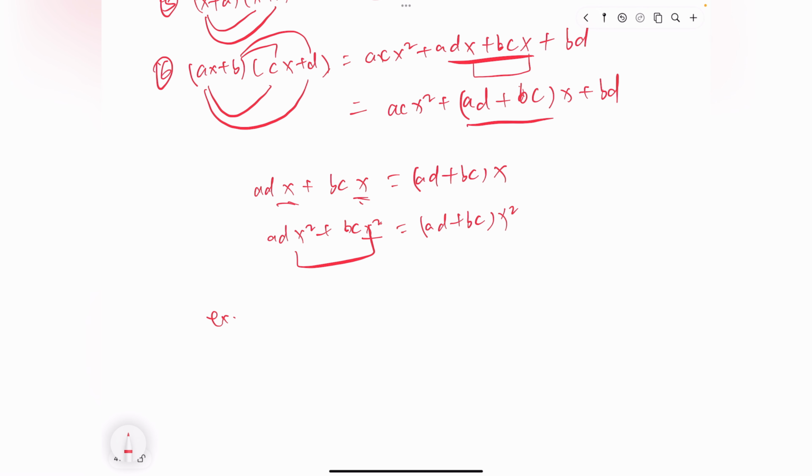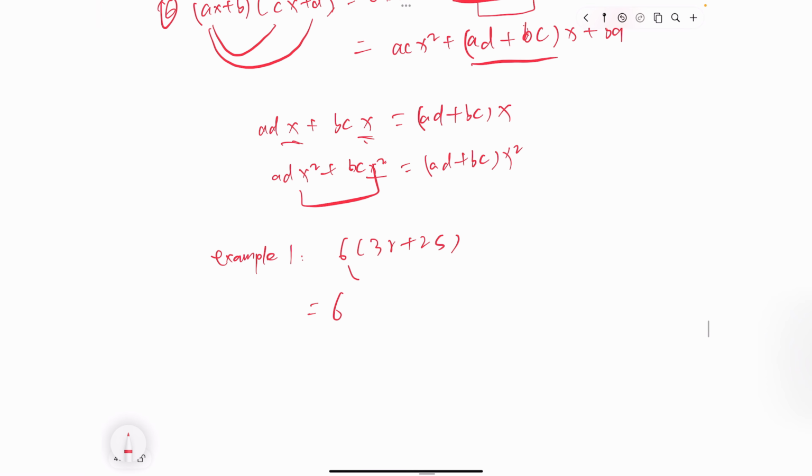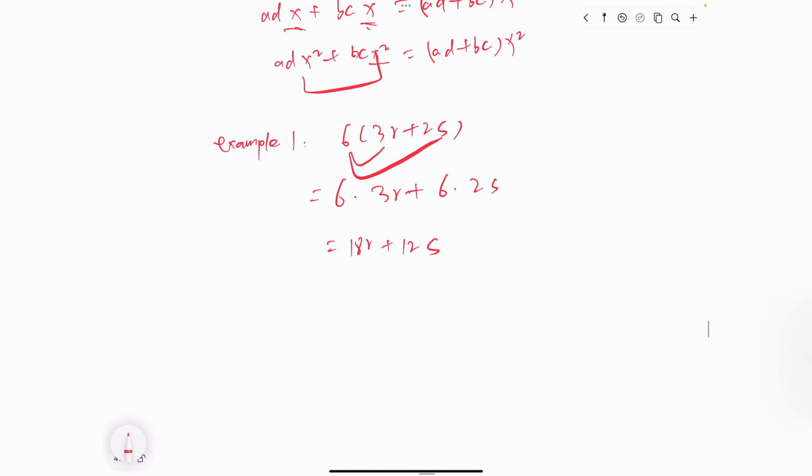Let's look at example 1. We have 6(3r + 2s). So we use 6 to multiply both terms: 6 times 3r plus 6 times 2s, which is 18r plus 12s.